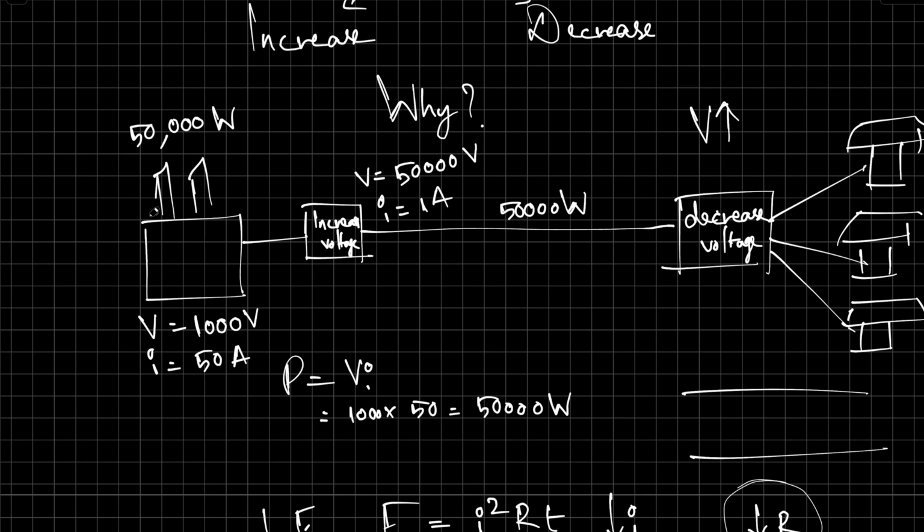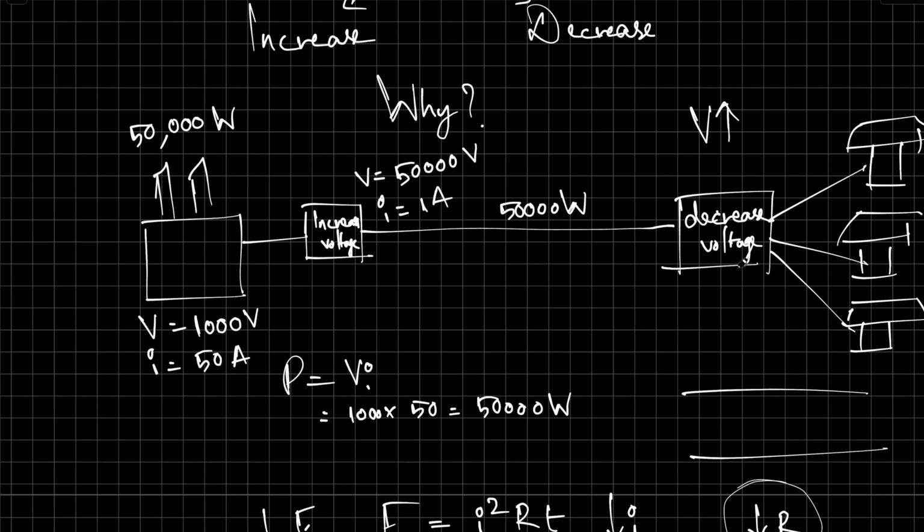50,000 watts is being produced at a power station. Voltage is 1000 volts, current is 50 amps. We need to increase the voltage before we transfer this power to decrease the energy loss, and we should decrease this voltage before transferring the power to different houses. So there is a need for increase in voltage and decrease in voltage, right? To increase the voltage, we use a step-up transformer. And to decrease the voltage, we use a step-down transformer.